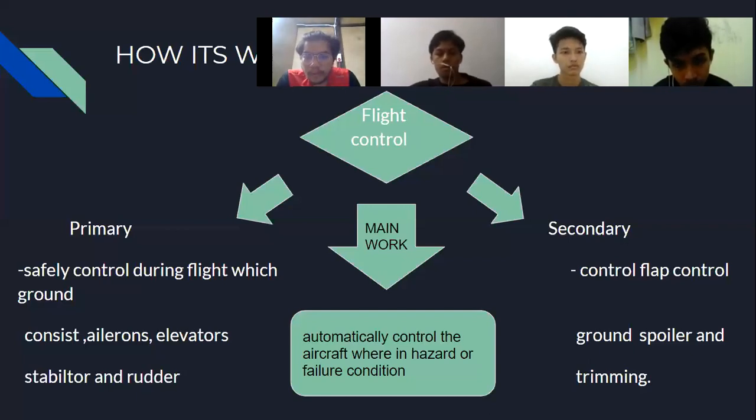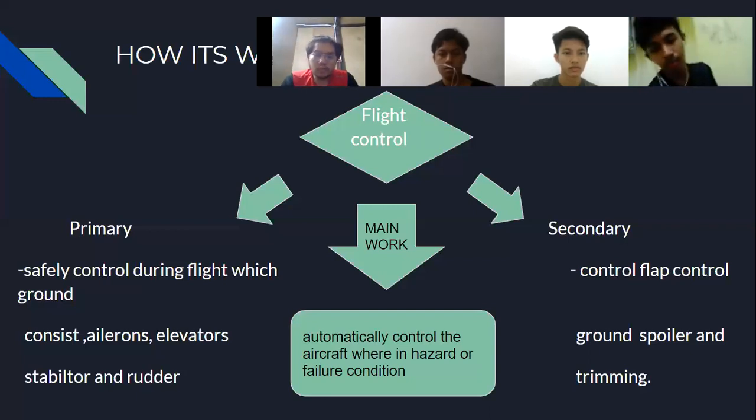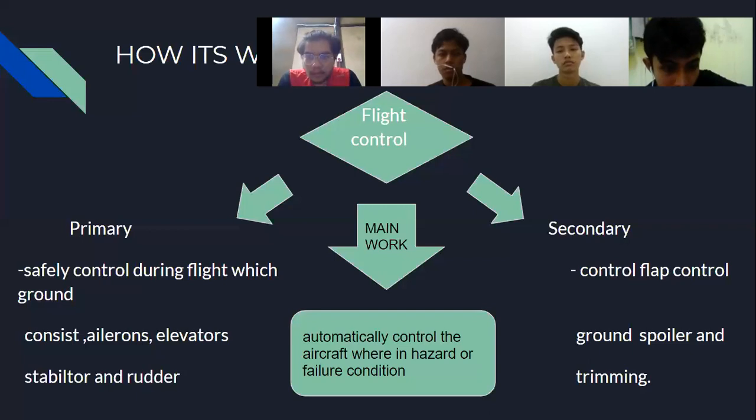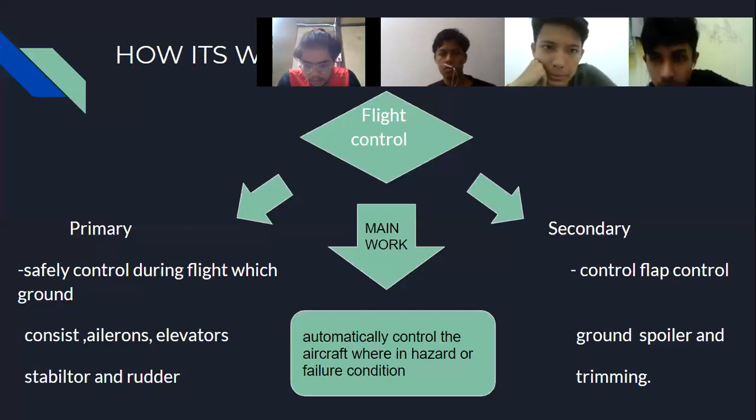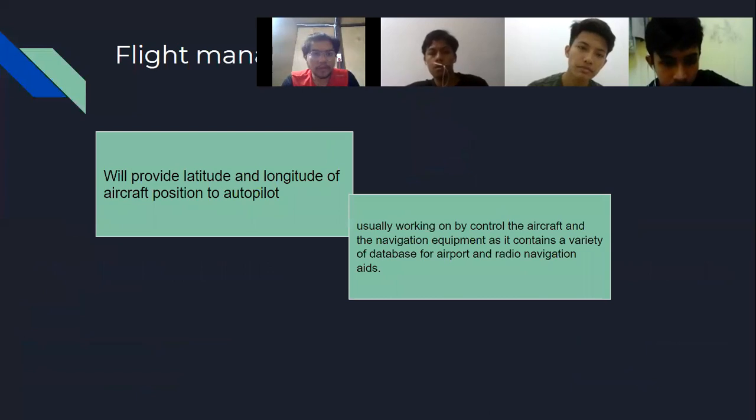So the most capable autopilots can actually land aircraft, control engine power, and manipulate all 6 degrees of freedom. So the autopilot is very near to the flight control and flight management work. These three are related. So moving on, I will explain about flight management work.